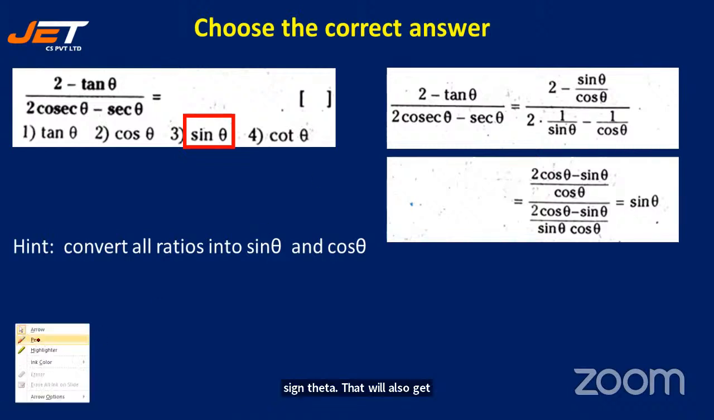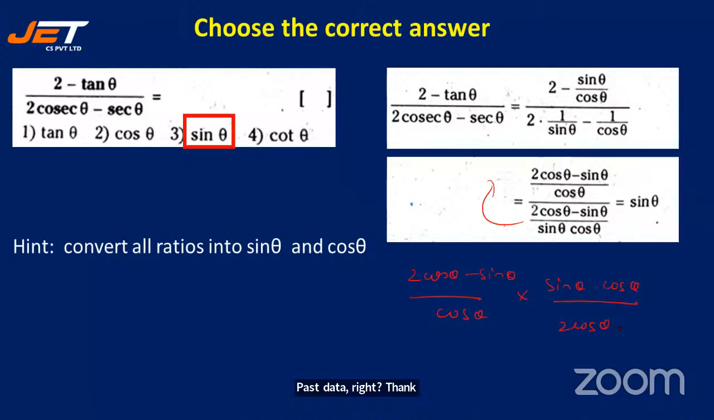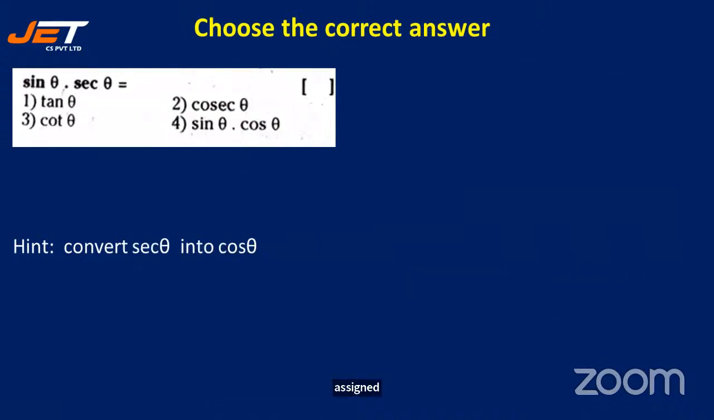Just a second. Let me see. All right. See, this is 2 cos theta minus sin theta by cos theta. And when this goes, it gets interchanged. Isn't it? Sin theta cos theta by 2 cos theta minus sin theta, isn't it? So this gets cancelled. One cos will get cancelled. So the leftover is sin theta. That is why your answer is sin theta. Okay. So hope you would have understood. Let's move on to the next question.